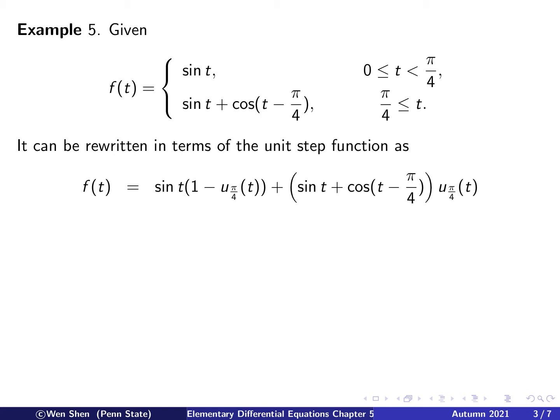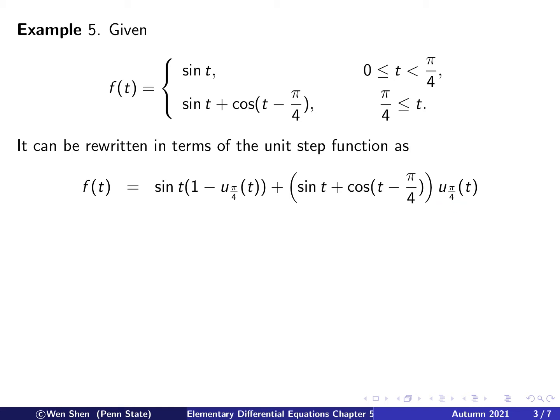So we follow the algorithm or the guideline we had. Look at the first piece. We take the function, which is sine t. Then it's multiplied by what picks up this interval, so here it would be 1 minus u pi over 4 of t. And then plus the second piece, this function, sine plus cosine. We copy it down here. And then this is multiplied by what picks up this interval, which is u pi over 4 of t.